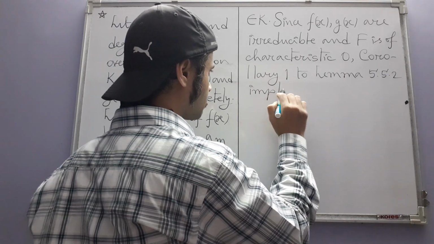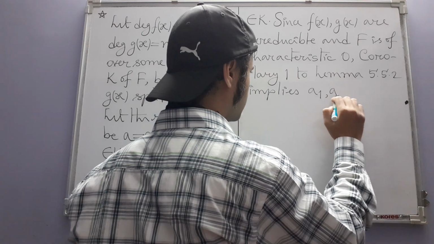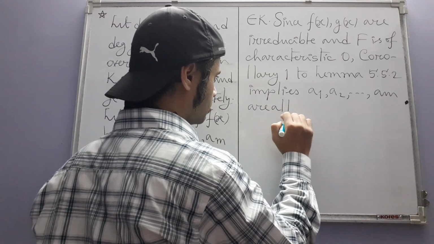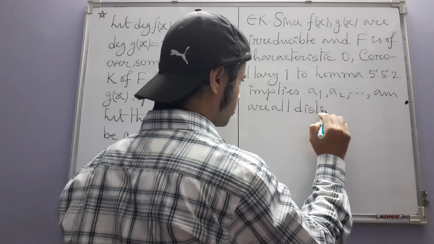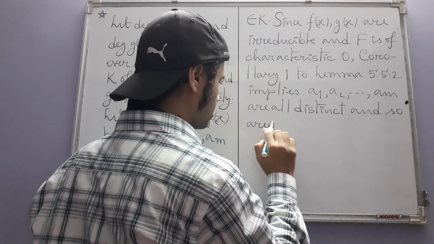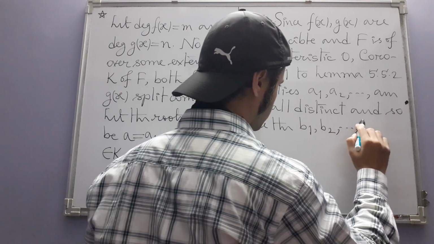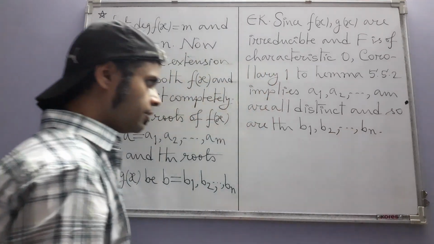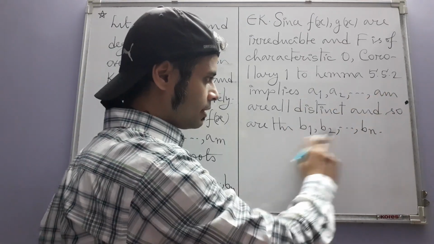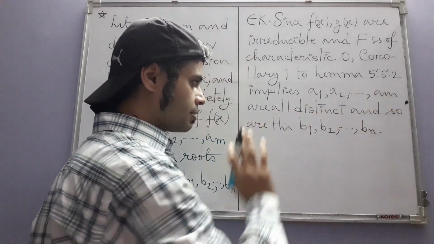Implies that these a_i's are all distinct and so are the b_j's. You see, some a_i may be equal to some b_j. That may happen, but the a_i's are distinct and the b_j's are distinct. Okay, or in other words, this list has m elements and this list has n elements.